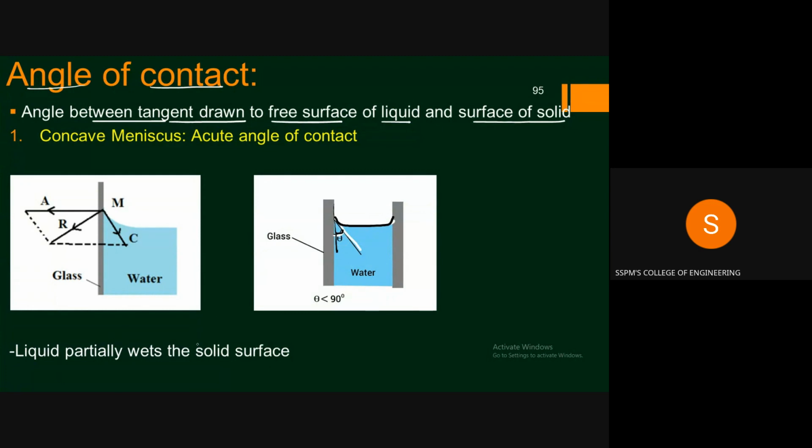So we should know some relations for the angle of contact for different liquids. First we have the liquid having the concave meniscus. For the concave meniscus, the angle of contact will be an acute angle, so theta less than 90 degrees. This is possible for a liquid that partially wets the solid surface. The example here is water. Water will have an acute angle of contact, theta less than 90 degrees.